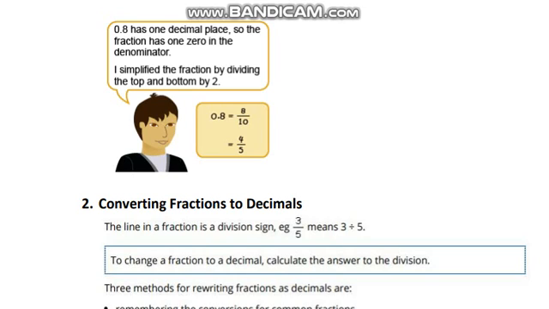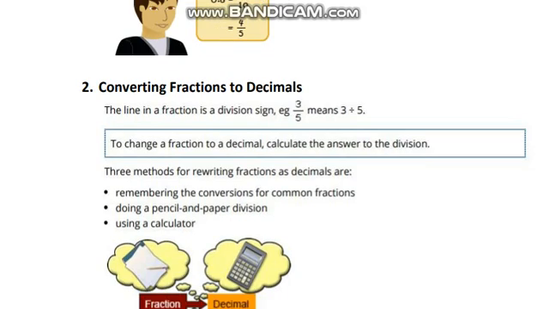Next, the second one. How to convert fractions to decimals? Here we have learned how to convert a decimal to a fraction. Now we are going to learn about converting fractions to decimals. If we have a fraction like 3 out of 5, it means 3 divided by 5. Out of means divide. So to change a fraction to a decimal, we have to calculate the answer to the division.